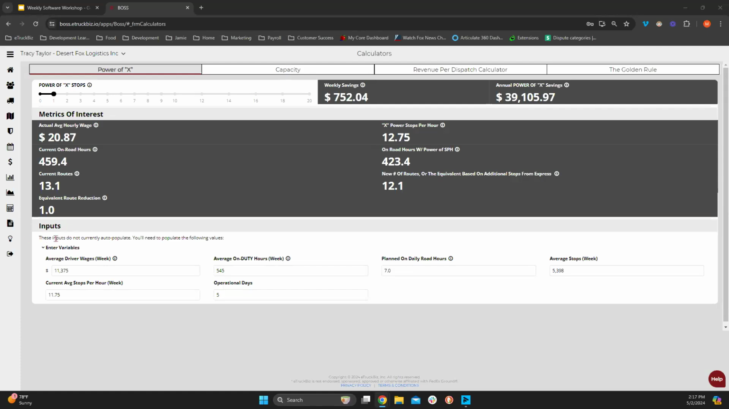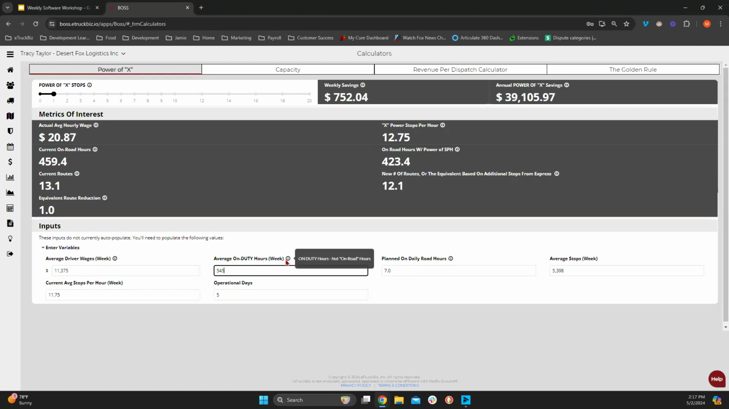But these inputs do not auto-populate, so you'll need to put in the following values. The average driver wages a week. The average weekly payroll expense does include, if you take your payroll completely, with taxes and everything, and divide it by how many drivers you have a week, that's what you're going to find. The average driver wages, that's how much you're spending on drivers, including payroll, taxes, all of it, not just their gross wages, okay?